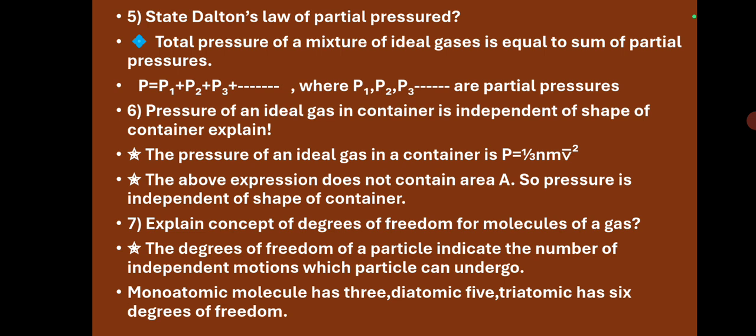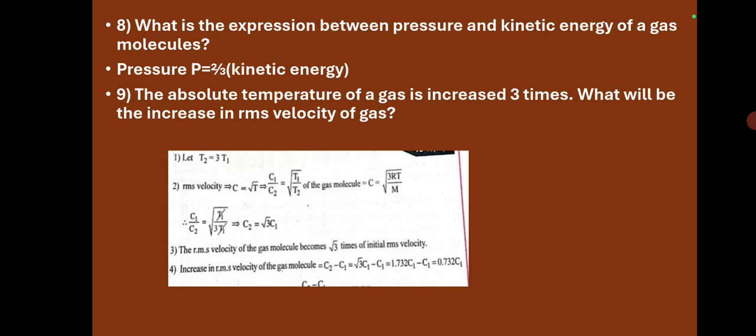What is degrees of freedom? Degrees of freedom means how many independent motions a particle can undergo. Monoatomic molecule has 3, diatomic 5, triatomic 6 degrees of freedom. What is the expression between pressure and kinetic energy? Pressure is equal to 2 by 3 kinetic energy.